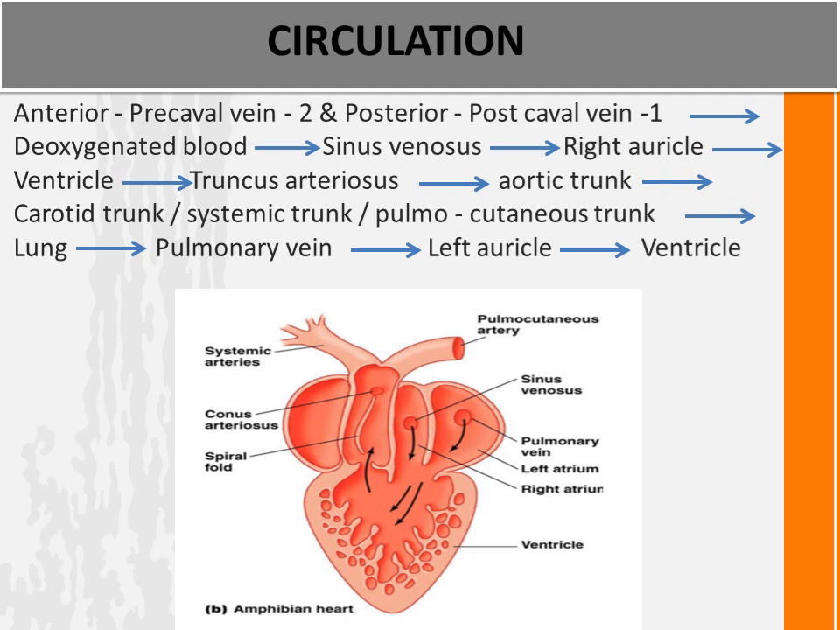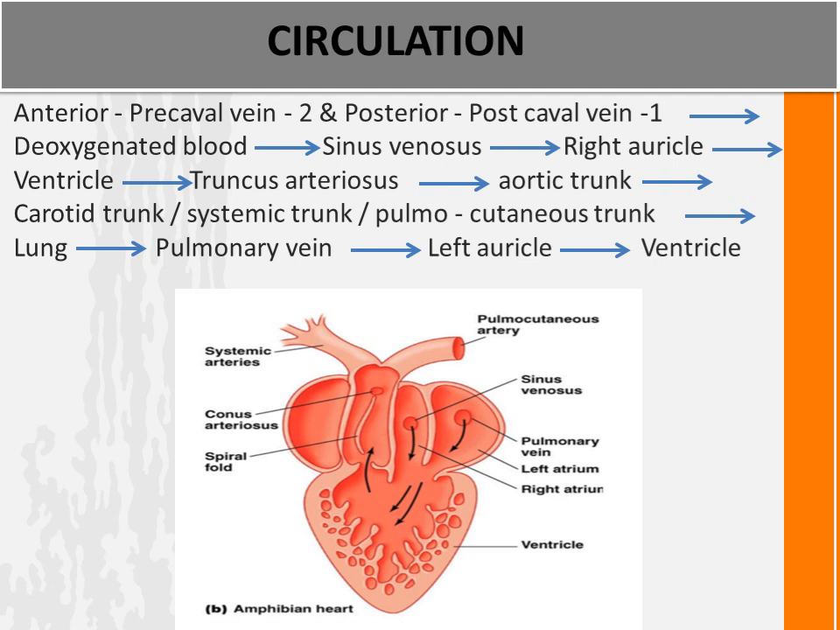Mainly the pulmocutaneous trunk, we said, is supplying blood to the skin as well as to the lungs. That's what the arrow mark indicates. From the pulmocutaneous trunk the blood is going towards the lungs. In the lungs, what happens here? Exchange of gases takes place, right? So the blood is leaving carbon dioxide there and receiving oxygen.